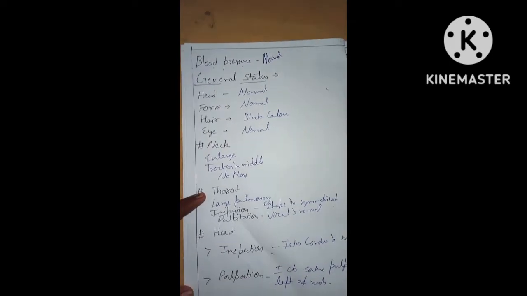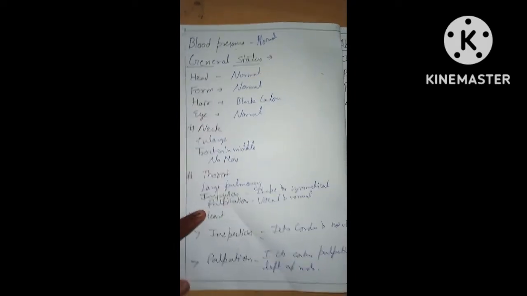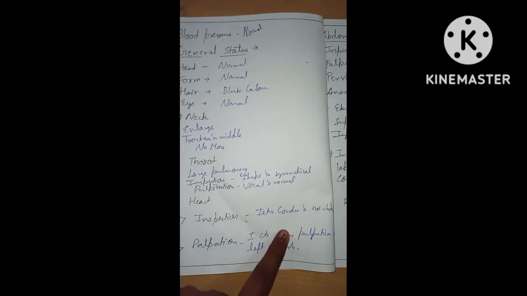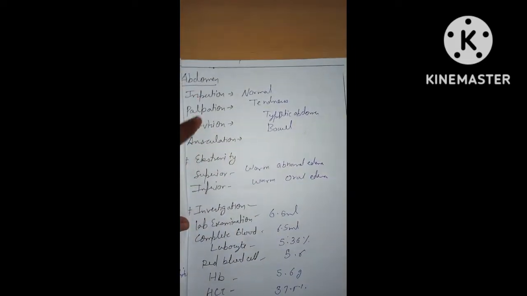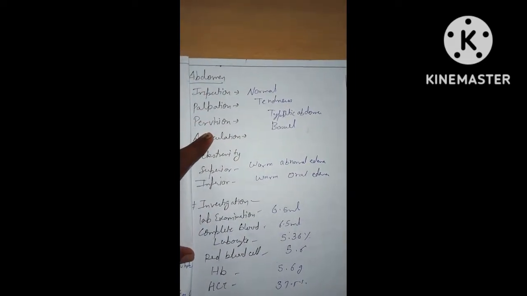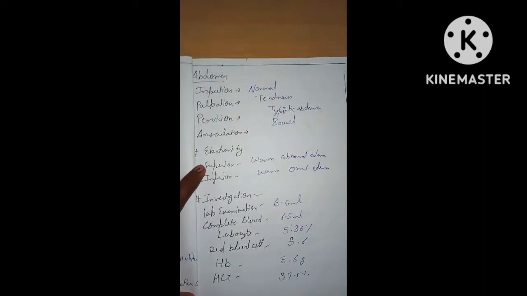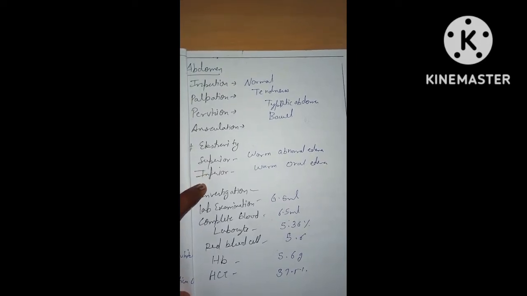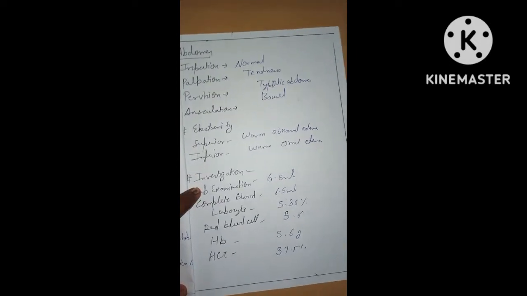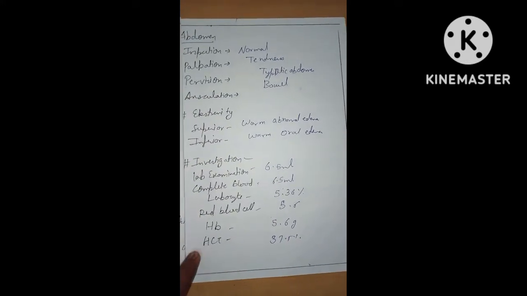scars. Throat large. Pulmonary inspection: shape symmetrical, vocal normal. Heart inspection: apex is not palpable. Abdomen inspection normal, palpation tenderness, typhoid abdomen, and bowel sounds. Extremities: superior warm, abdominal edema, inferior warm, edema. Investigation, lab investigation: complete blood count, leukocytes, red blood cells, HB, SCT.